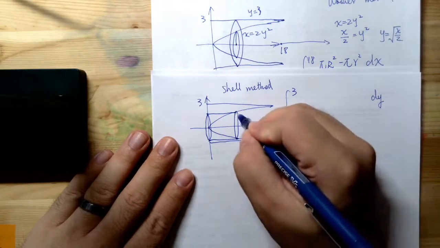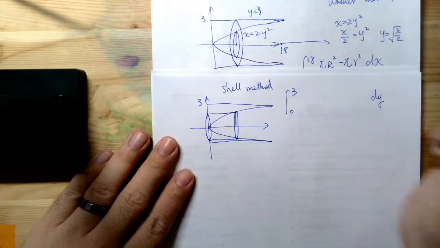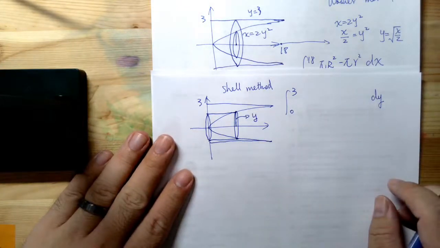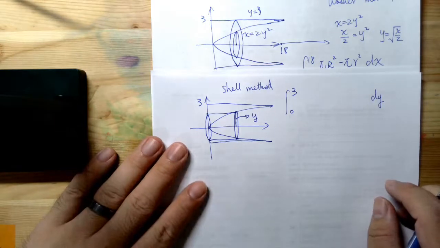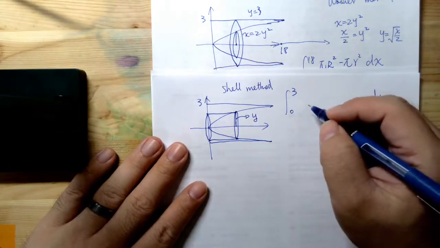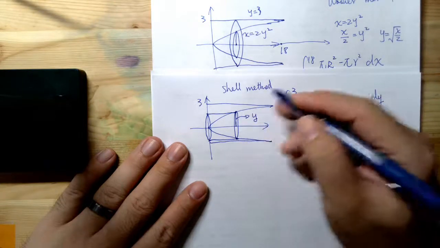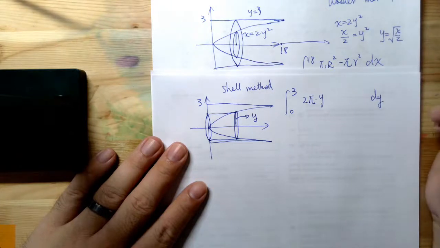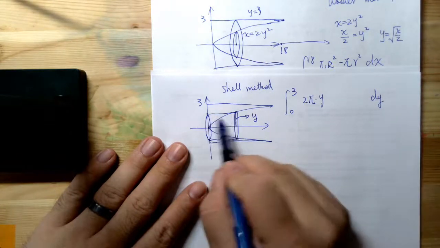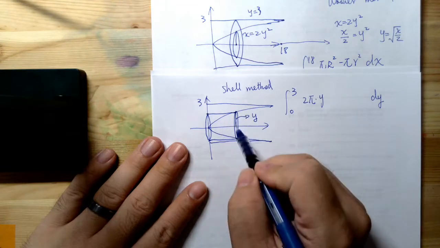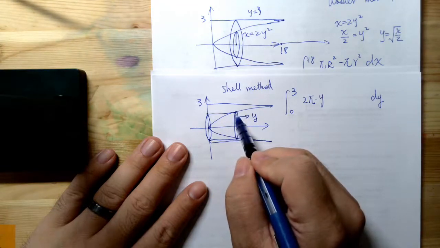First of all, we need to figure out the height of this, which is purely just y. So that's easy. And so the circumference is 2 pi times y. And then the height of this shell, which is the distance from here to here, you can see that it's exactly x.